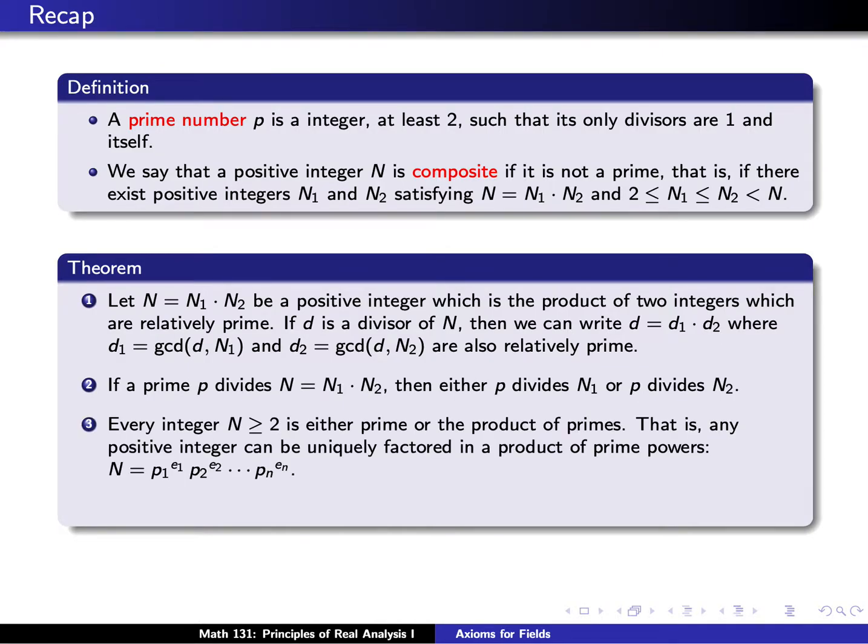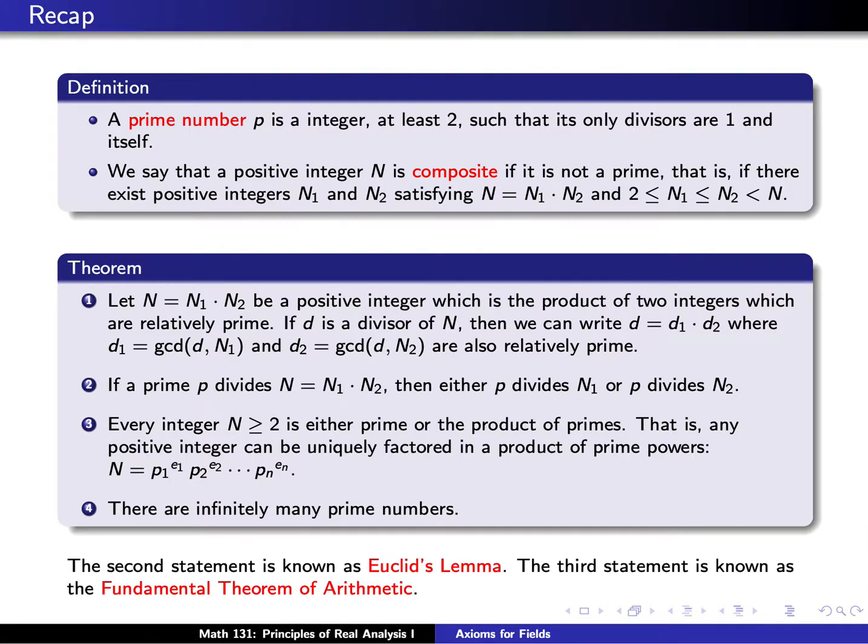Third, every positive integer can be uniquely factored as a product of prime powers. And fourth, there are infinitely many prime powers. The second statement here is what's known as Euclid's lemma, and the third statement is what's known as the fundamental theorem of arithmetic.